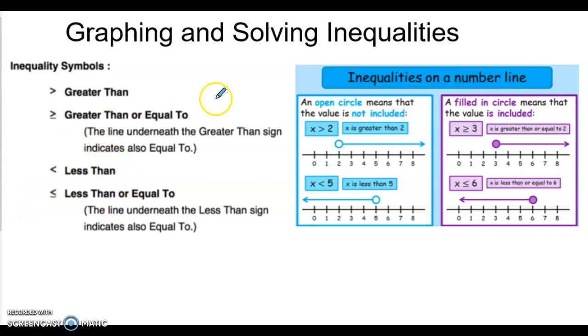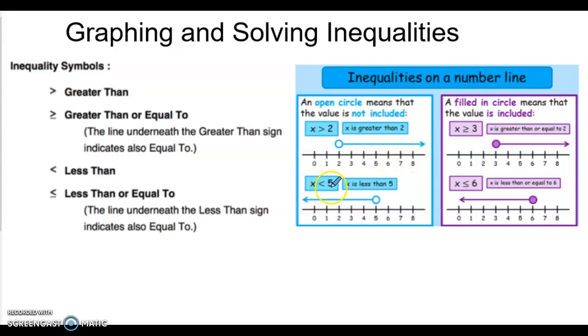We also need to know what we would do on a graph given those symbols. So an open circle means that the value is not included. So if you see this, it says x is greater than 2. That doesn't mean x can equal 2. So when we go to our number line, we put a circle on 2, but we leave it as an open circle because it is not included. And then we're going to draw our line showing every number that's greater than 2. So any of these numbers could be solutions.